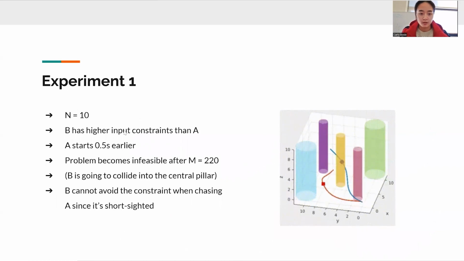In this example, our horizon length is 10, and drone B is given a higher input constraint than drone A. This allows it to have a higher maximum velocity compared to drone A. Also, A starts half a second earlier than B. But this problem became infeasible after some time because drone B is colliding into the central pillar. This is due to its short-sightedness.